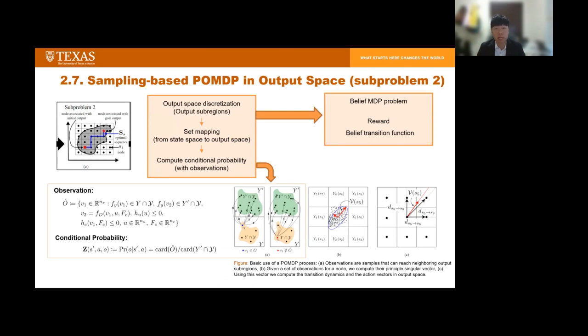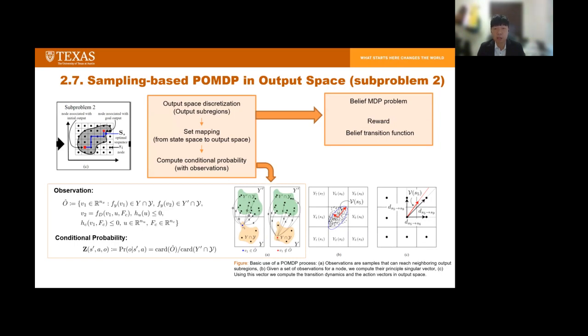Based on the reachable set, we formulate a POMDP problem here. The main objective of this POMDP problem is to obtain a sequence of output subregions, of course, to maximize the reachable samples with conditional probability. To do that, we discretize the output space to make several output subregions. Then we create the output set using set mappings of the previously obtained reachable set. That set is Mescale Y in this slide.